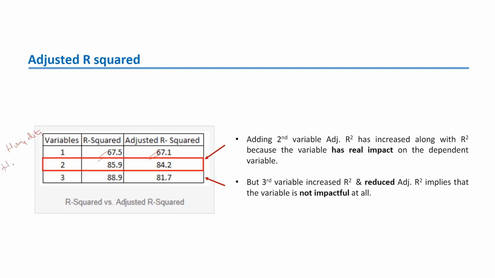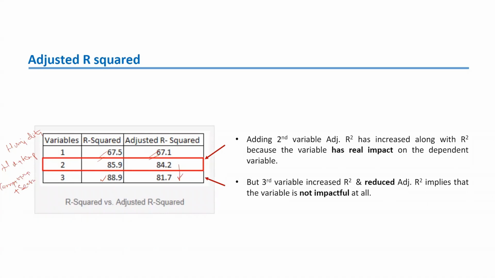When you introduce, say, humidity plus temperature, your R squared value increased to 85.9. That's good. And your adjusted R square value is 84.2. That's good, right? And when you introduce the third variable, say humidity, temperature, and season, your R square value increased, but your adjusted R square actually decreased.